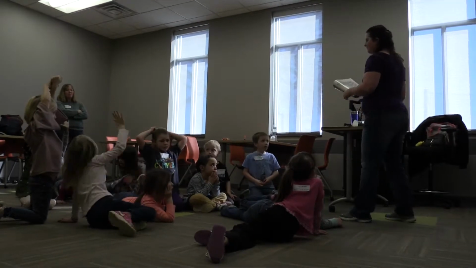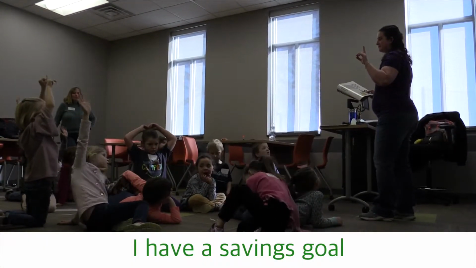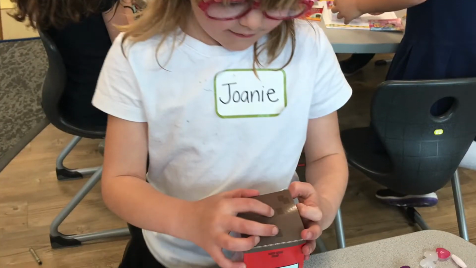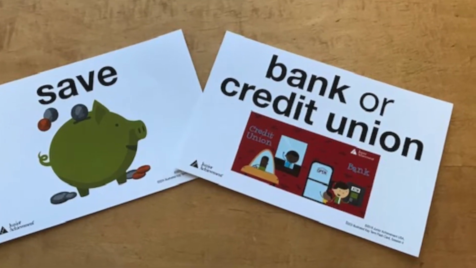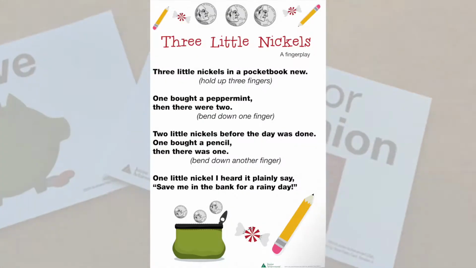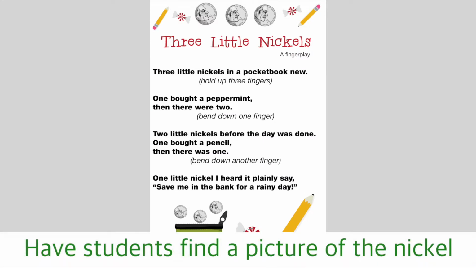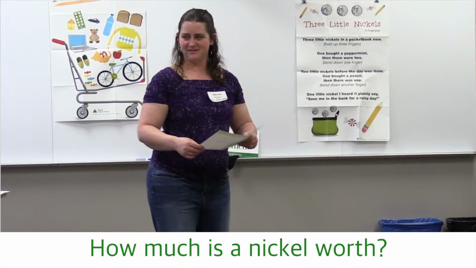Ask a few students with their hand raised to say, "I have a savings goal," and then share what they are saving for. Tell students that they will each get a pop-up bank to take home at the end of the program. Then introduce the additional vocabulary terms for this session. Next, point to the 3 Little Nickels poster and have students find a picture of a nickel. Ask, "How much is a nickel worth?"